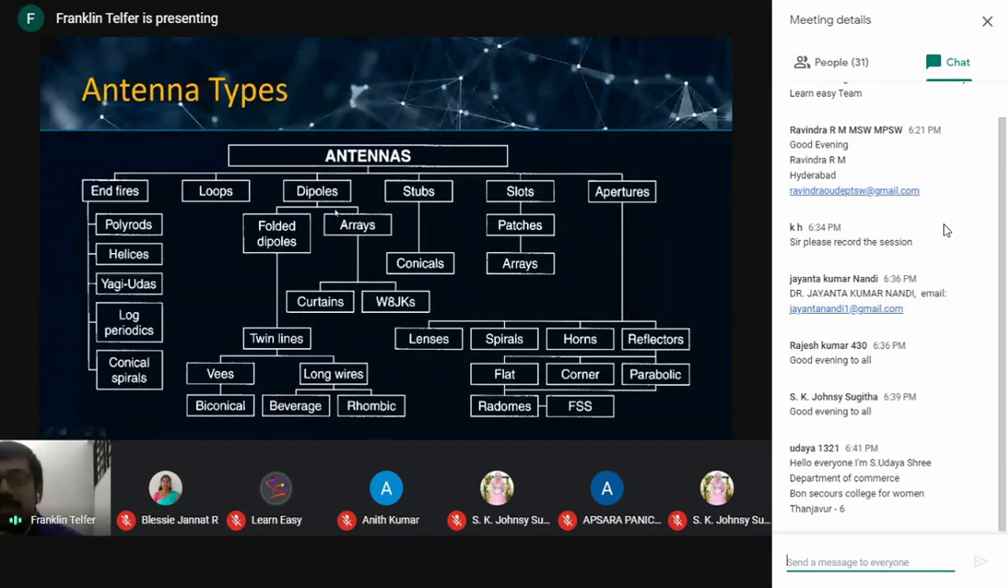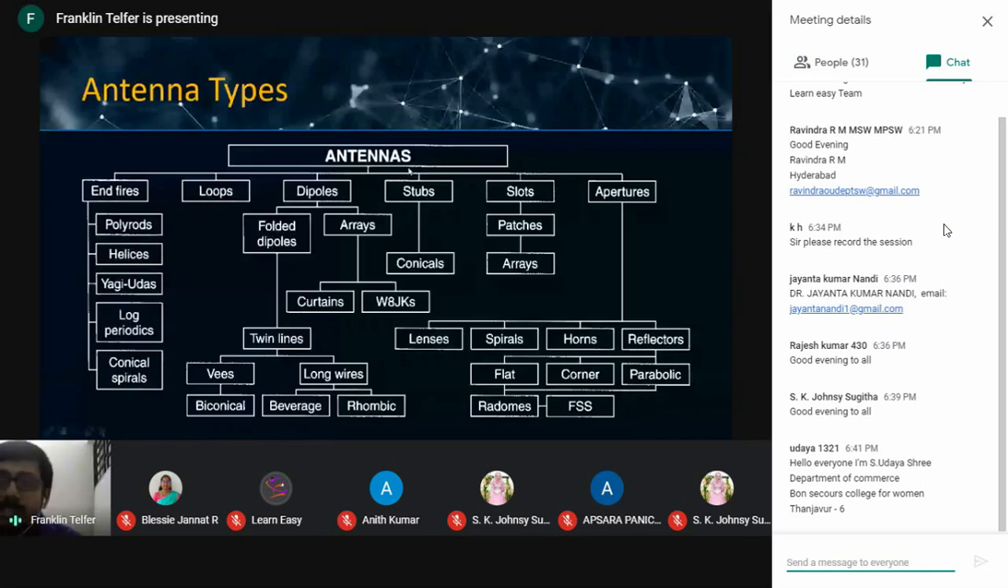Arrays means like copy and paste the antennas in a horizontal, vertical fashion in the same way. So you will see that one by one. Folded dipoles, and WSGK is the waveguide snake pattern antenna. The twin lines are these kinds of biconical antenna. A rhombic antenna, long wires. So as you can see, a lot of antennas here.